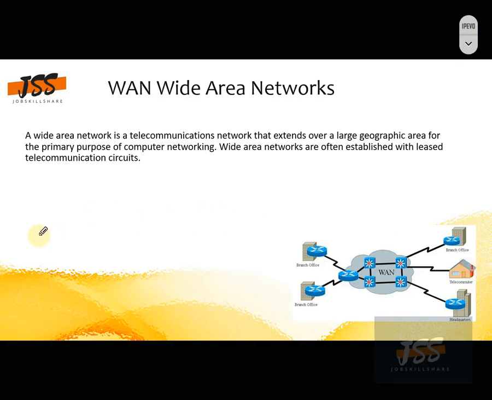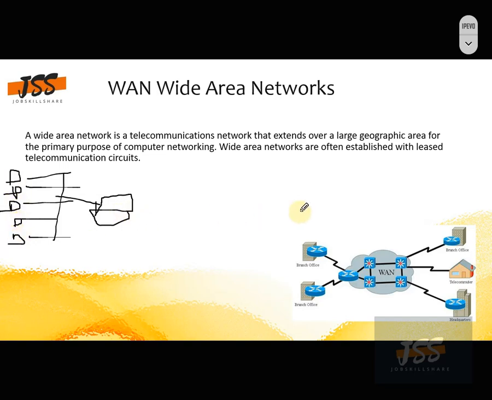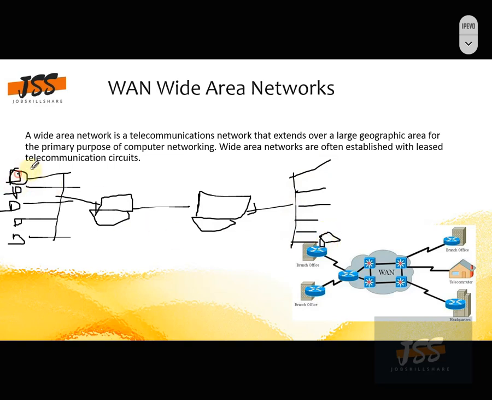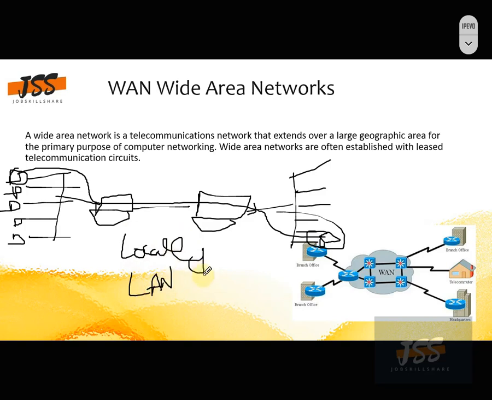Just like a LAN, in a LAN we have one network. Let's say this is a switch. It is connected with multiple devices. If they want to communicate with the other end, we have another switch. For example, if this wants to send information to this computer, it will go through locally, which is also known as a LAN.